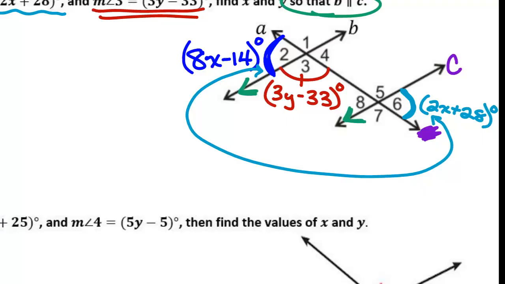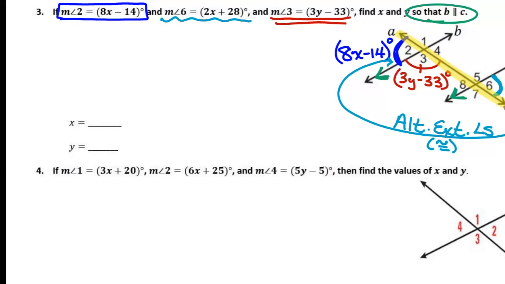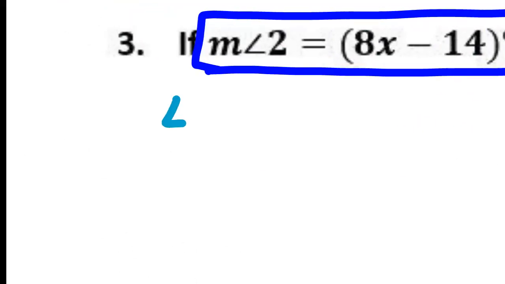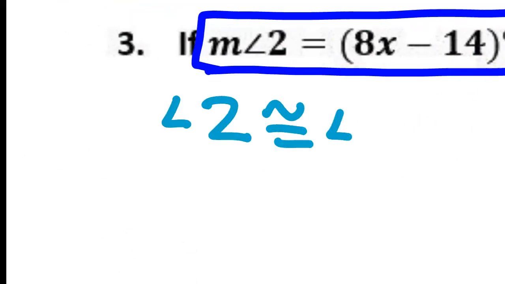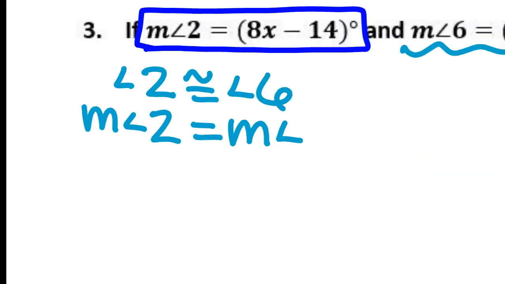Yes, they are exterior angles. Same side or opposite sides of their transversal? Opposite. So they're not just exterior angles, they are alternate exterior angles, yes. They're alternate exterior angles, which means they have what relationship to each other? Are they congruent or supplementary? They are congruent. So angle 2 is congruent to angle 6. That means the measurement of angle 2 is equal to the measurement of angle 6.